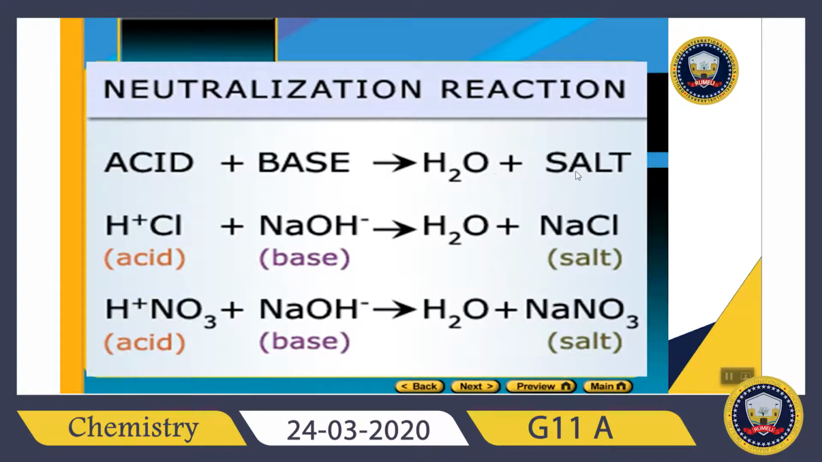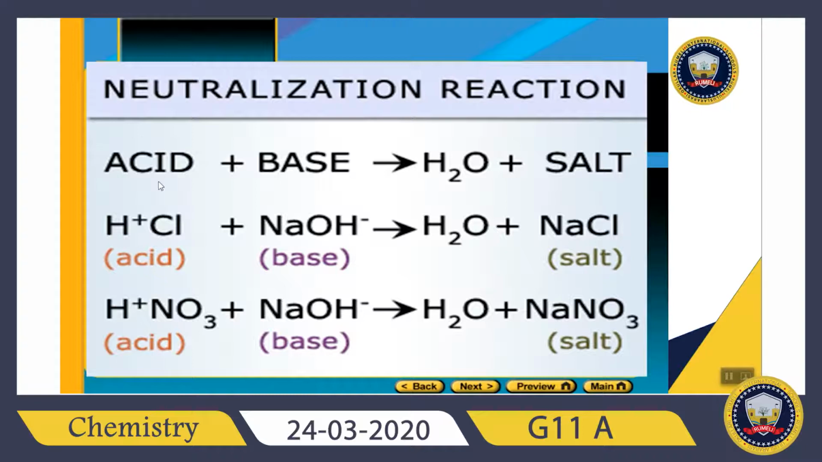What happened to this salt after this reaction? It will also hydrolyze in water because it has water. So we have four options in this chemical reaction. The first one is the reaction between strong acid and strong base, which will produce water and salt.